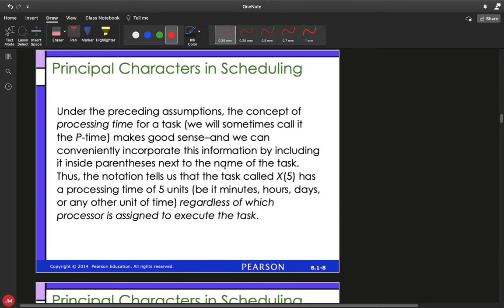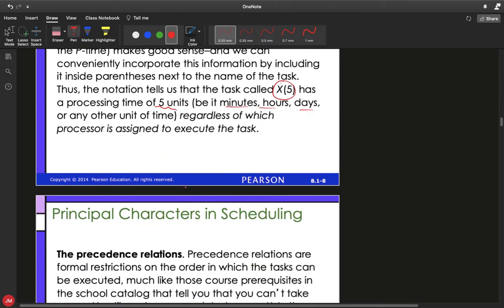All right. This slide, I'm not going to read through the whole thing. It just reminds you of that notation that I used earlier where you list the task and then in parentheses put the processing time, which remember is in units, and that could be minutes, hours, days, any other unit of time we'd want related to whatever tasks we are looking at.